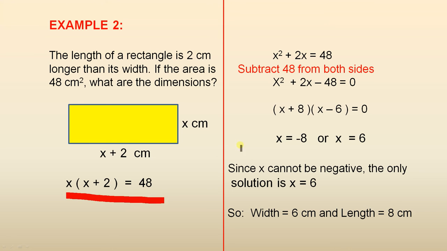We expand that part to give you x squared plus 2x equals 48. Subtract 48 from both sides. That gives you this quadratic equation. Factorising the left-hand side gives us (x plus 8) times (x minus 6) equals 0. So x is minus 8 or 6. Since x cannot be negative, because you can't have a negative length, the only solution is x equals 6. So if x equals 6, so the width is 6, that means the length must be 8. And there's another example how you can use a quadratic equation to solve a problem.